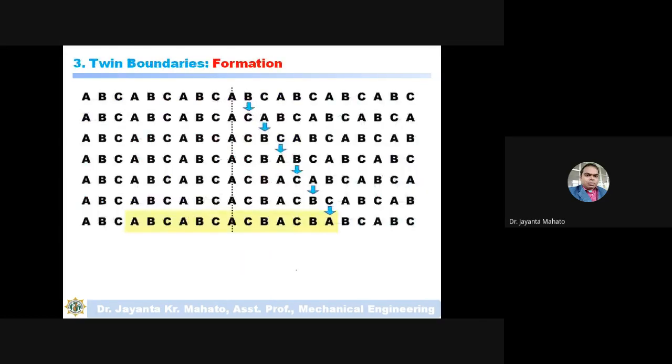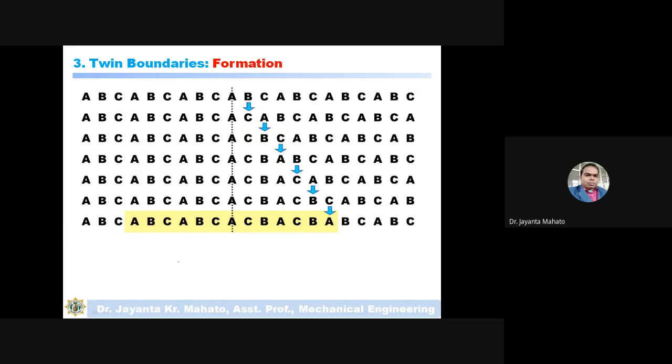Now, another surface defect is twin boundaries. Actually, all these are surface defects. Surface defects can also be formed by either addition of a plane or removing of a plane from its regular arrangement.